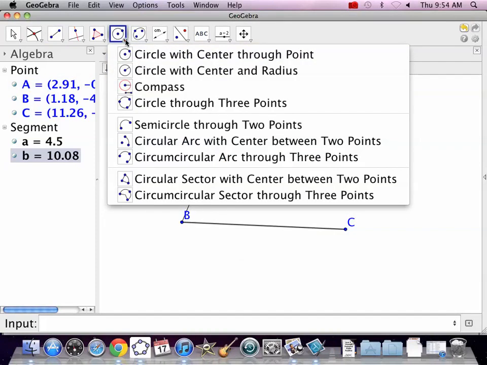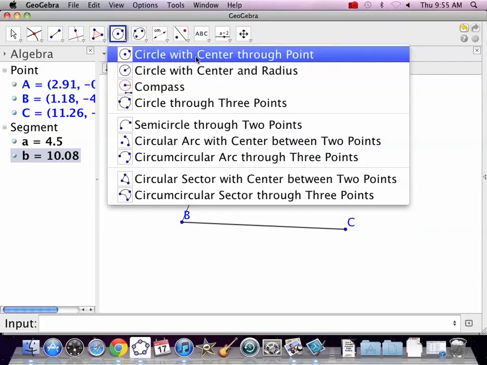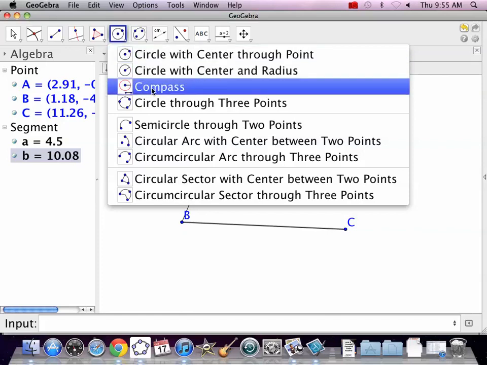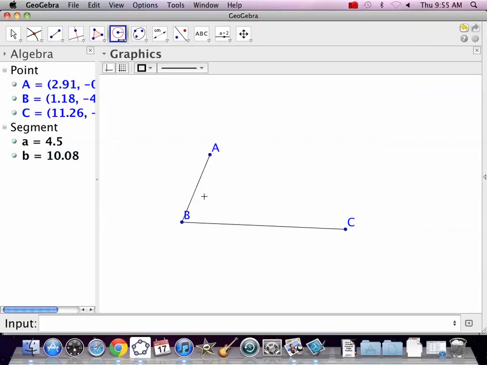Now, there's a compass. You're going to grab your compass. That's your circle maker. Now, I don't just want to make any old circle. I want to actually copy something. And that's what a compass will do. So, click on your compass. I'm going to click this and make a circle that's that big.